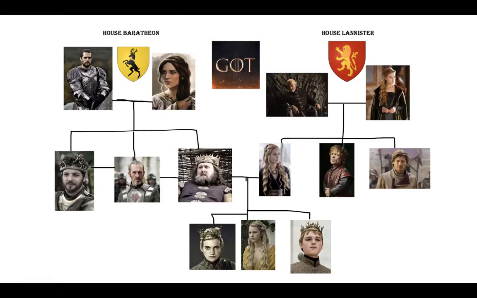Cersei and Robert end up marrying to combine the families to make them even more powerful. They then have three children who will one day rule the entire kingdom, Joffrey, Marcella, and Tommen.